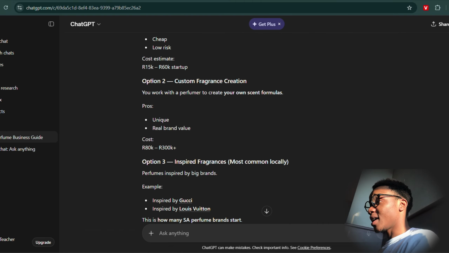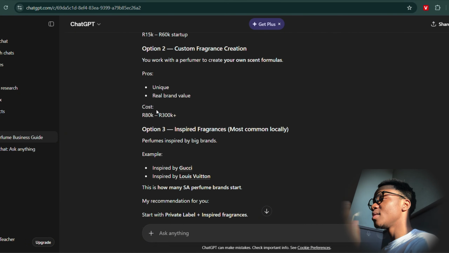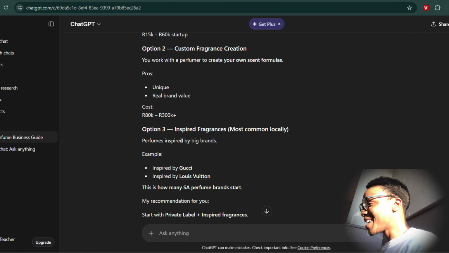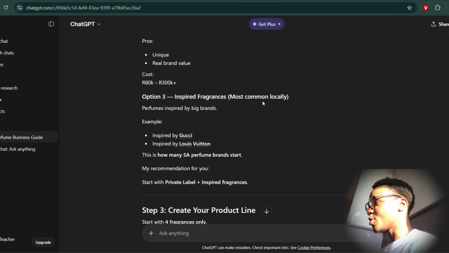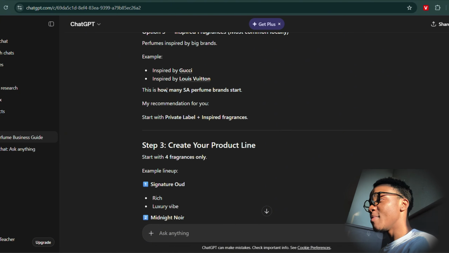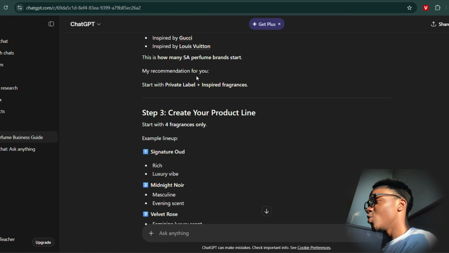Option 2, custom fragrance creation. You work with a perfumer to create your own scent formulas. Pros: unique, real brand value. Cost 80 to 300K plus. Option 3, inspired fragrance, most common locally. Perfumes inspired by big brands, for example inspired by Gucci, inspired by Louis Vuitton. This is how many SA perfume brands start. My recommendation for you: start with private label plus inspired fragrances.